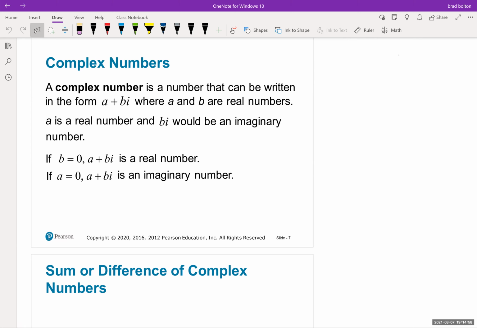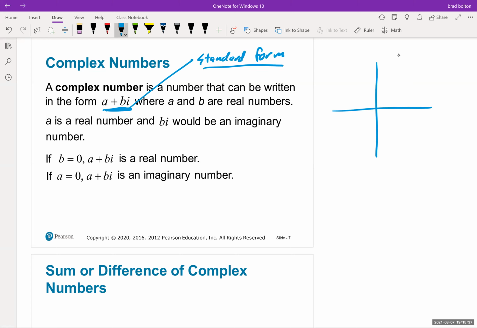A complex number is a number that can be written in the form a plus bi. This is called standard form for complex numbers. A plus bi is how everybody wants us to write our complex numbers, where a and b are real numbers, a is a real number, and bi would be an imaginary number. So a complex number is a combination of a real portion and an imaginary portion of some number. A lot of the time, the reason they want us to write it in a plus bi form is because it would be very easy to graph.